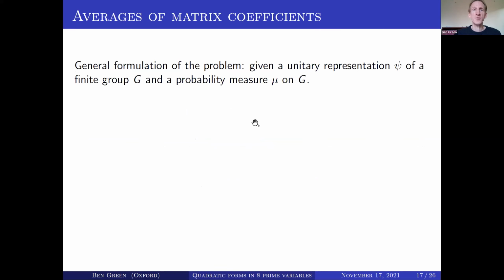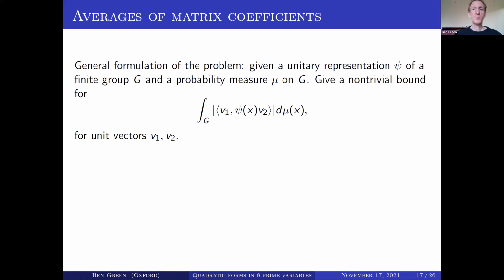So suppose I have a finite group G, a unitary representation psi of it, and a probability measure mu on that group. I'll relate this back to the actual question that I'm interested in a moment. Then the general problem is to give a non-trivial upper bound for an average of absolute values of matrix coefficients. If I've got unit vectors v1 and v2 in the representation space of G, I look at the matrix coefficient, the inner product of v1 with psi of x v2. That's a function of x in capital G, and then I average it over this probability measure mu.